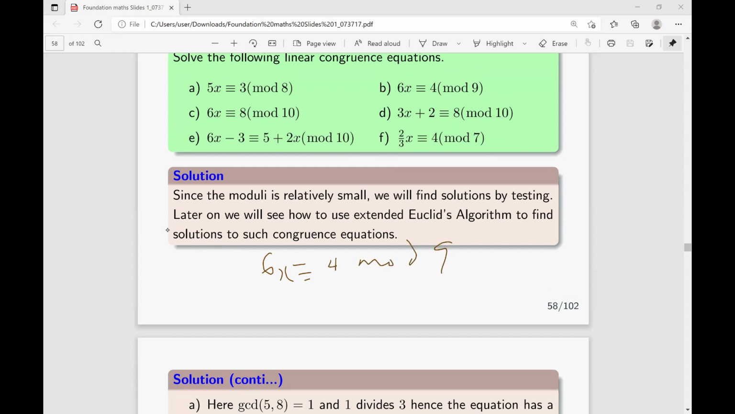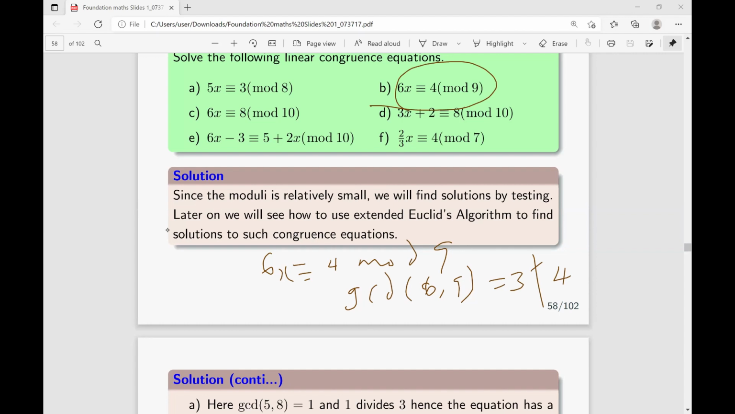So the first thing we do is to find the GCD of 6 and 9. And this GCD is 3. Is that okay? And this 3, we check whether it divides the number before the mod. And we have seen that this 3 cannot divide 4. Since 3 cannot divide 4, this equation has no solution. So you cannot solve it.